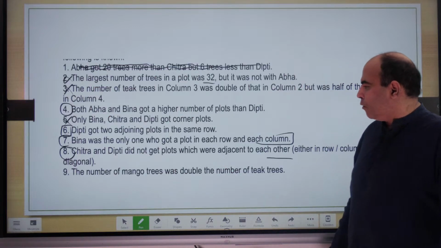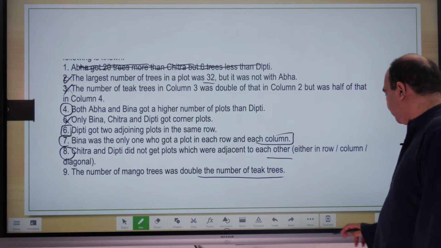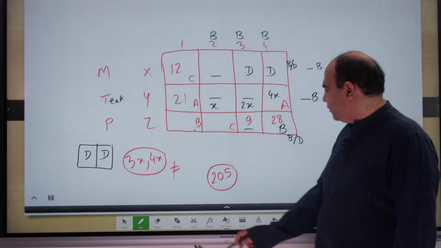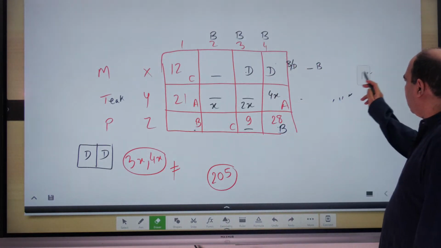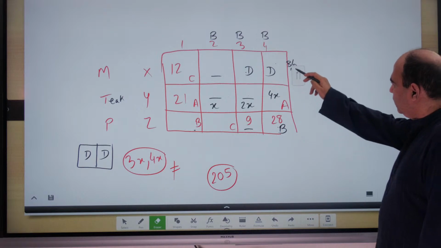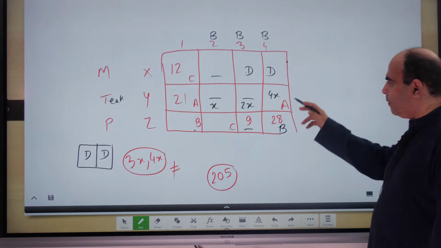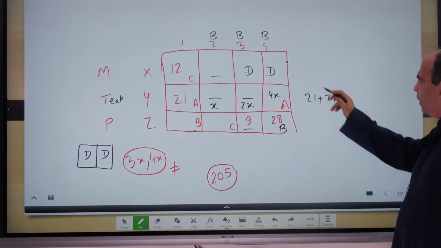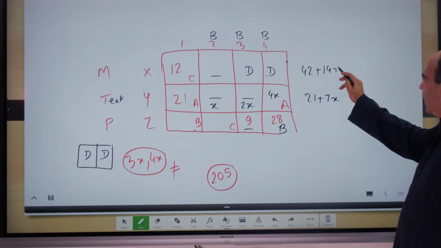And what is the last clue saying? The number of mango trees was double the number of teak trees. Let me clean this up a little bit here. So that tells me the number of teak trees is 21 plus 7x, and the number of mango trees would be then 42 plus 14x. That's again a natural reaction.